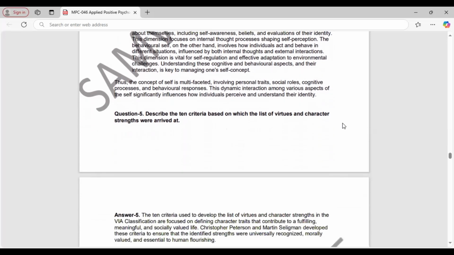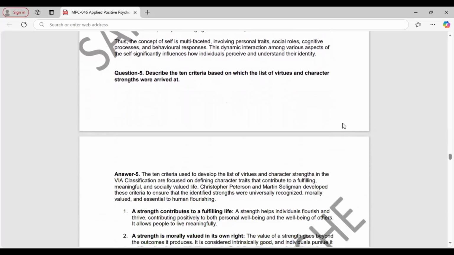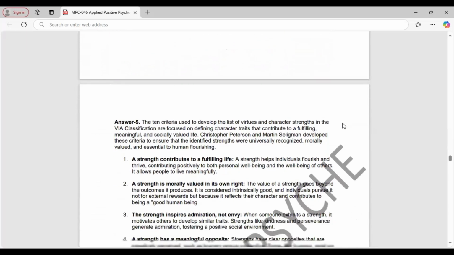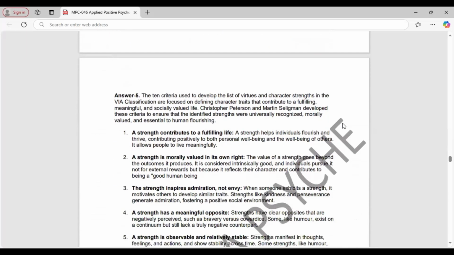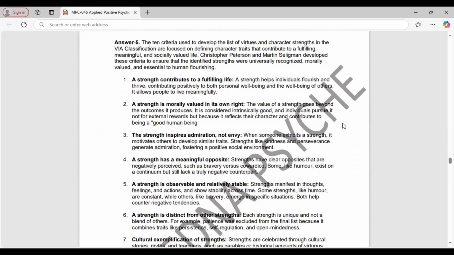Question 5. Describe the 10 criteria based on which the list of virtues and character strengths were arrived at. The 6A classification identifies 10 criteria for defining virtues and character strengths that contribute to a fulfilling and meaningful life, developed by Christopher Peterson and Martin Seligman to ensure universal recognition and moral value.